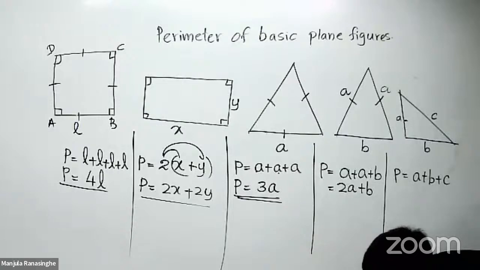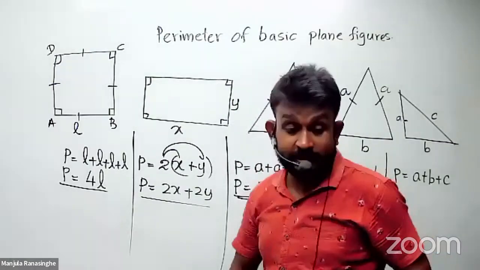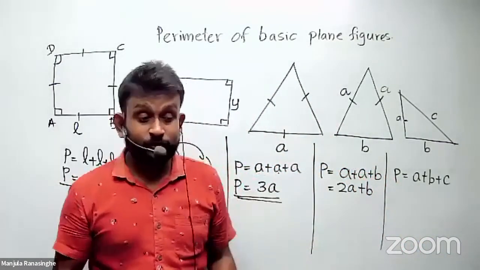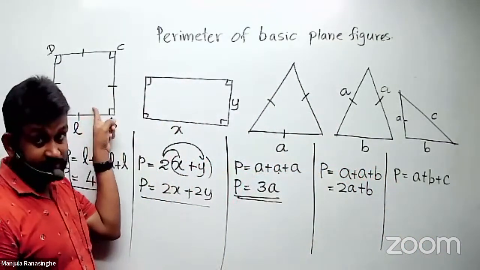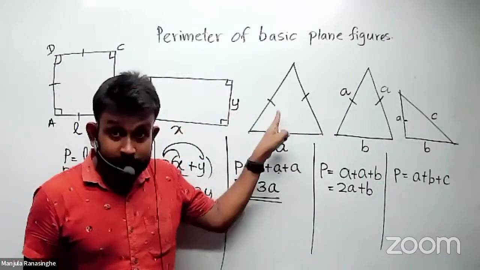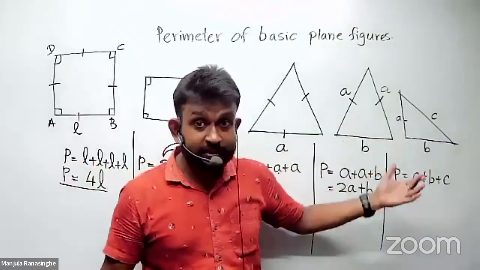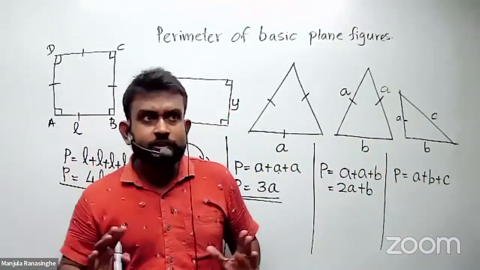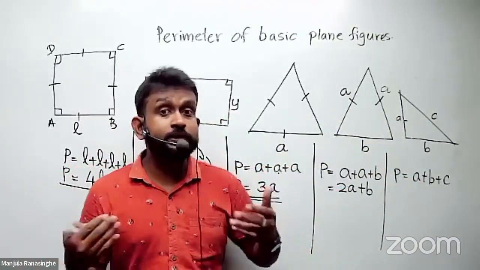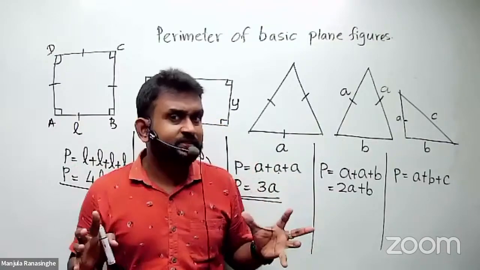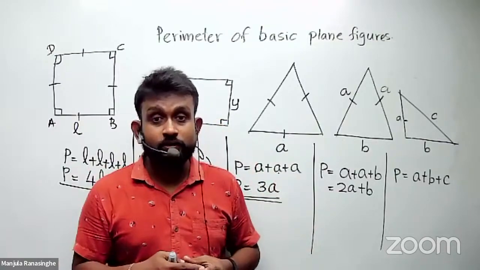Okay. Now everyone has finished the writing, so we will start with the questions now. Now, what is the concept? Everyone say it. Now you know the perimeter of the square, rectangle, equilateral triangle, isosceles triangle, and scalene triangle. So there is no need to remember these formulas, but understand the concept, how you got the answer.